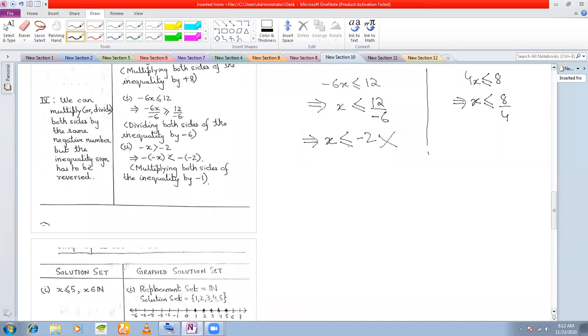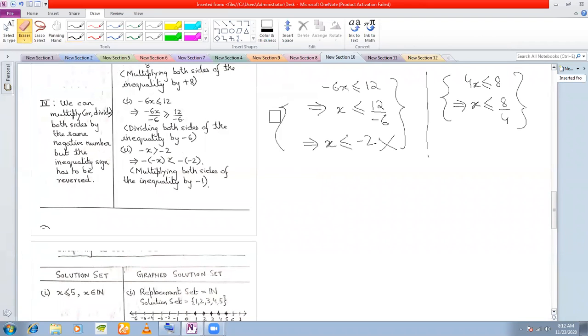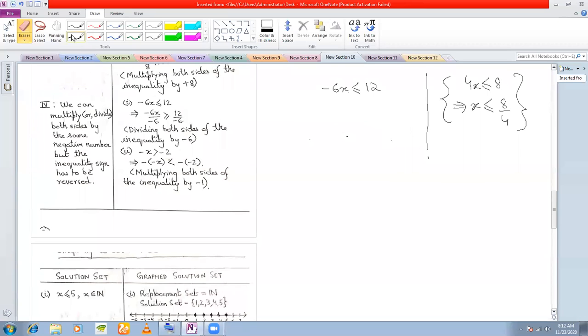But this is wrong. This is wrong just because you did it this way here, you did it this way here also. Why is this wrong? Because you did not keep in mind that the sign of the inequality had to be reversed. That is, when I was writing x less than or equal to 12 by minus 6, I had to reverse this inequality sign from less than or equal to, to greater than or equal to. And that was a mistake. Why did I have to change this inequality sign? Because I was dividing both sides of the inequality by a negative number.